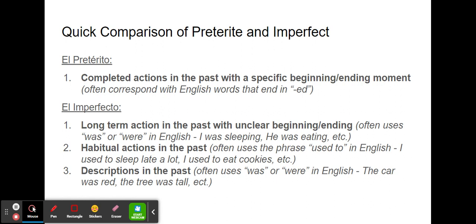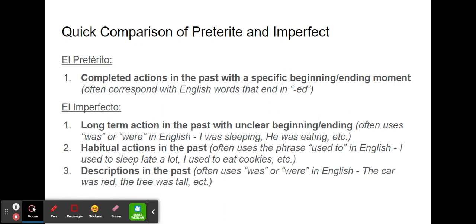That's often used with the phrase used to in English. For example, I used to sleep late a lot, or I used to eat cookies. Anything with what you used to do shows that you did it more than once. So we can't talk about any one specific beginning and ending moment. If it becomes habitual, you're doing it more than once, then that is el imperfecto. Finally, we have descriptions in the past for el imperfecto, and often that also uses the word was or were in English. And there's no action, it's just a description. The car was red, the tree was tall, anything like that.